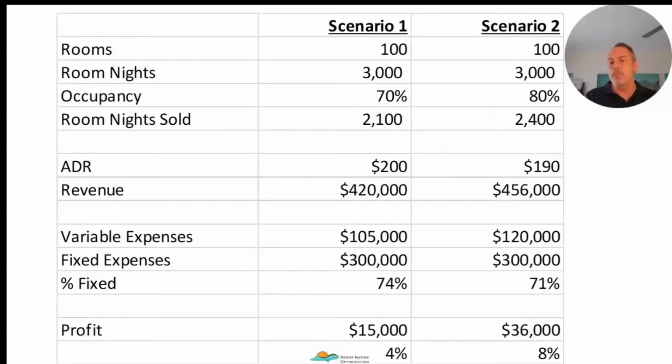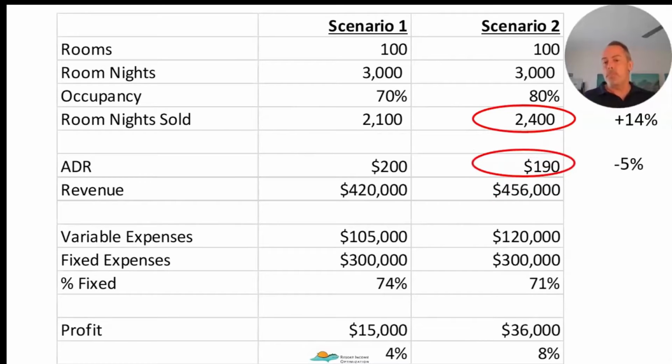And here's what it means in the hotel business, right? So if you have room nights sold, and scenario 1 versus scenario 2, right? In scenario 2, you have 14% more volume. But let's say you had to lower your rates by 5% to get that extra volume. Well, you still got an extra revenue there of about 9% more.